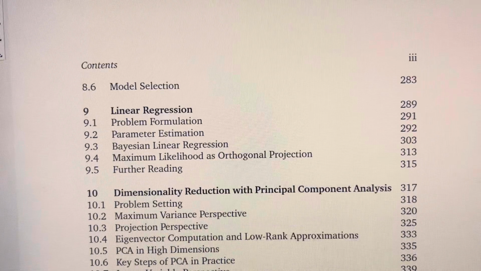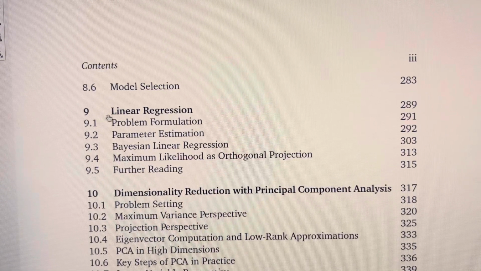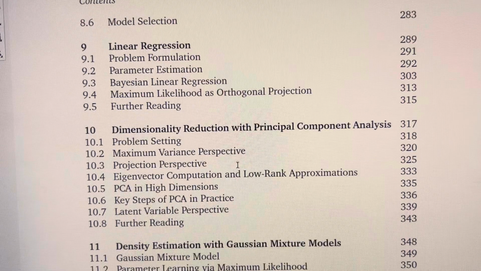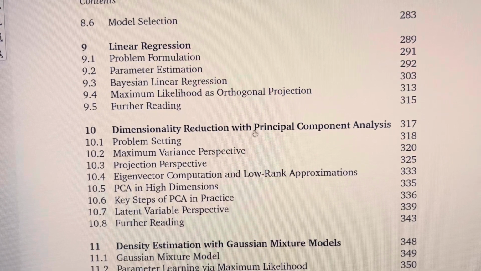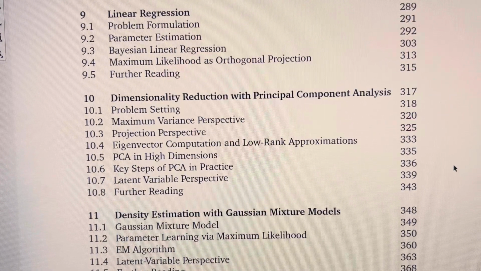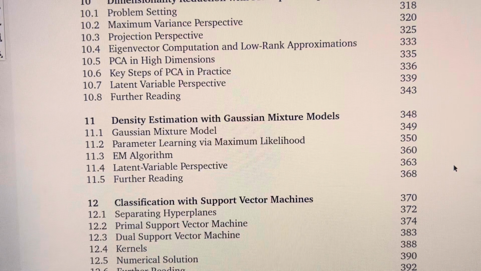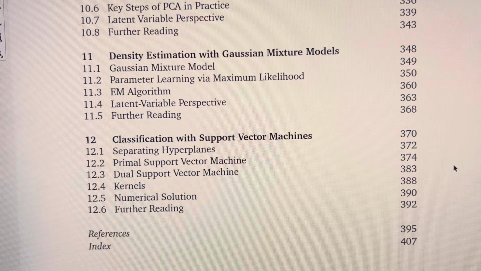So linear regression is one of the basic concepts in machine learning, so we'll learn about that. And then we'll go into dimensionality reduction with principal component analysis, or PCA, right? So this is very useful for reducing the dimension of our data. We'll learn what that actually means when we get there. And then density estimation with Gaussian mixture models, and finally classification with support vector machines, right?